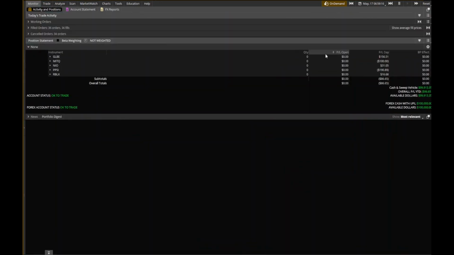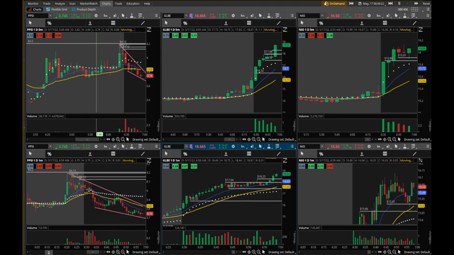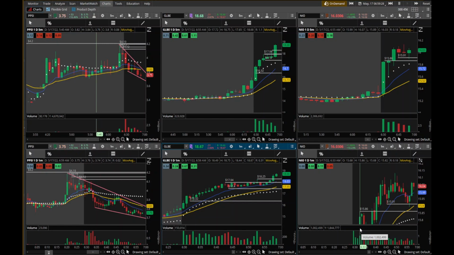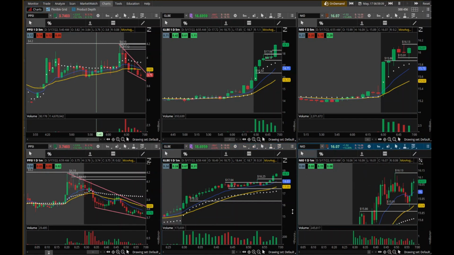What am I sitting at on the day? I'm down $86. That's not bad. Slowly making my way back after those hard hits that I took in the first couple of minutes of the day. I'm trying to be really picky in my trades that I'm taking.